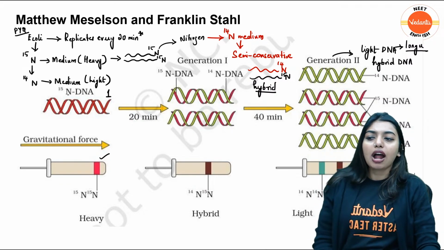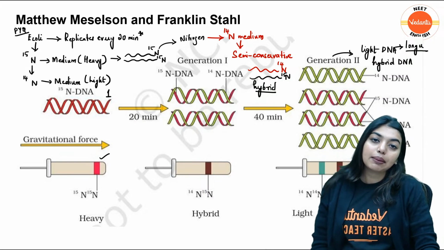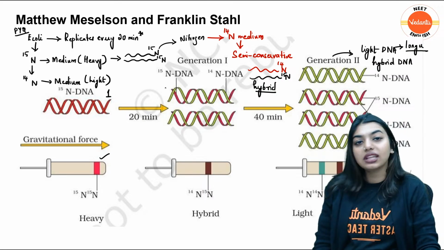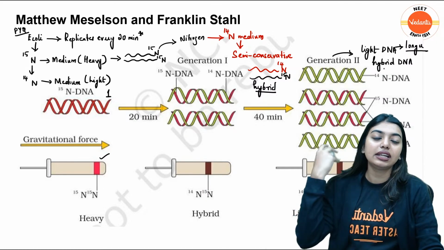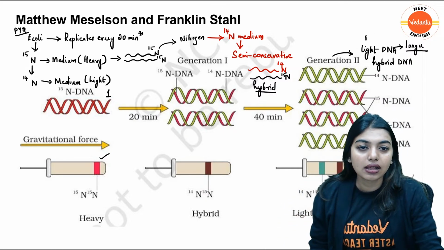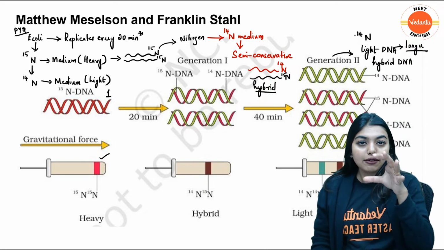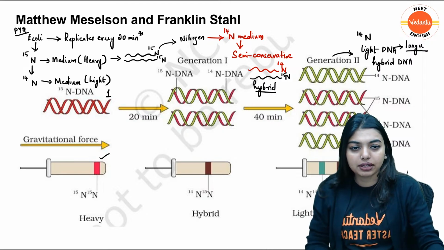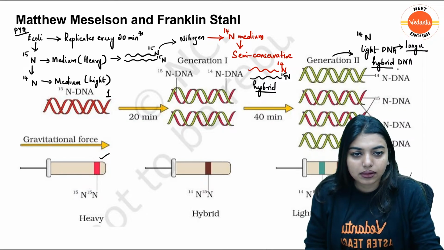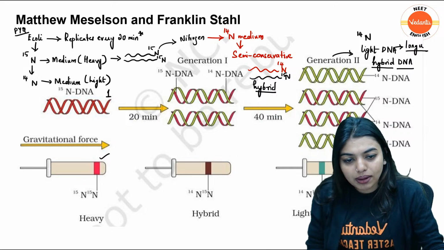Here you can see after N15 was formed, from here onwards it is continuously kept in the N14 medium. No more in the N15 medium. So they got 2 strands of light DNA because they kept it a longer time in the N14 medium. Hybrid DNA was observed. Here you can see 2 bands.